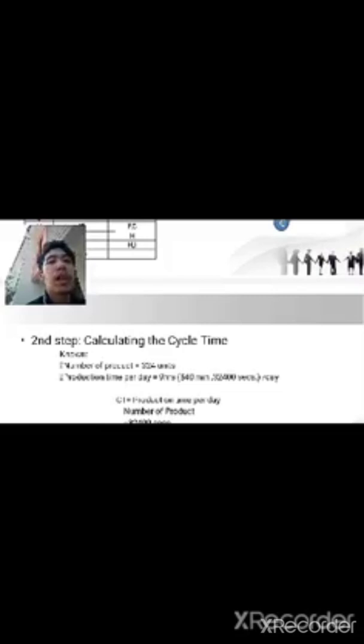In calculating the cycle time, we have CT equals production time per day over number of products. So we have 32,400 seconds over 324. So the cycle time we get is 100 seconds.